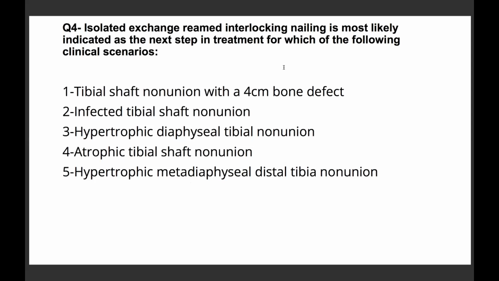Okay, so Ahmed, relax a bit while I read the question. Isolated exchange interlocking nailing is most likely indicated as the next step in the treatment of which of the following clinical scenarios? So isolated here means with no added bone graft, which should not be an option. However, let's move on. Tibial shaft non-union with a 4 cm bone defect, infected tibial shaft non-union, hypertrophic diaphyseal tibial non-union, atrophic shaft non-union, or hypertrophic metadiaphyseal distal tibial non-union. So let's think in the same method we thought in the last question and let's answer.